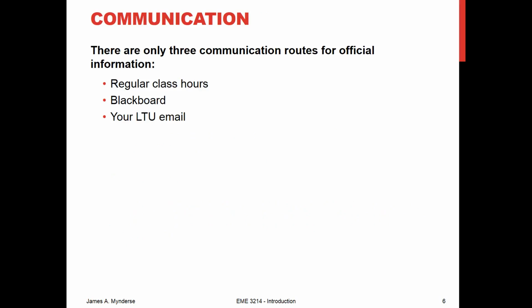If there is something official that we need to tell you, class is going to be canceled for the day, there's going to be a change in the homework assignments, there's going to be a change in the exam schedule, whatever. There are only 3 ways that you will find out about these changes in the class. You may find out during class, simply just making announcements during the class period. You may find out through Blackboard.